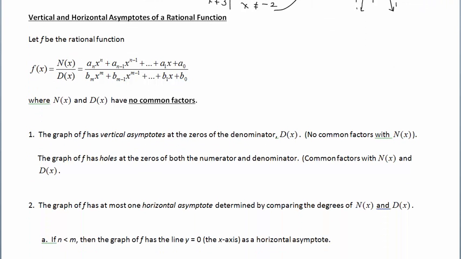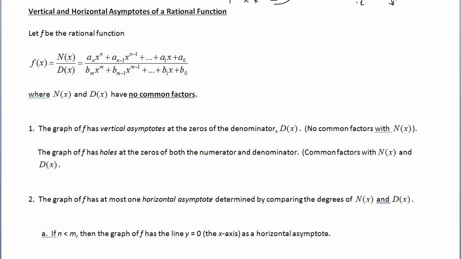Alright, let's look at some definitions, and then on the back of our worksheet we'll put these definitions into practice. So vertical and horizontal asymptotes of a rational function. So here's your rational function. Don't let all that scare you. What you might want to take away from this is that in the numerator, the highest exponent, or the degree, of the leading term is n. And in this notation, they let m be the highest exponent in the denominator.